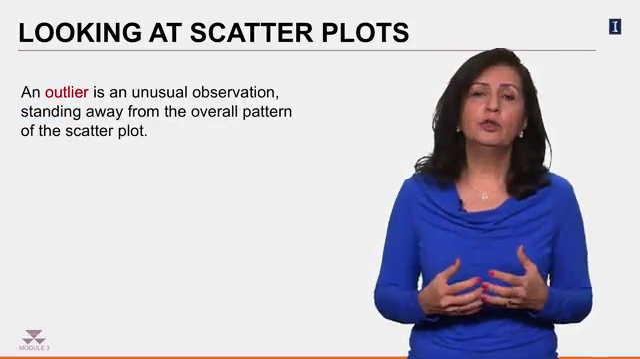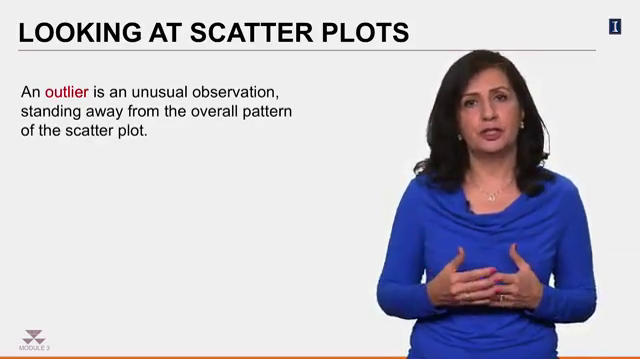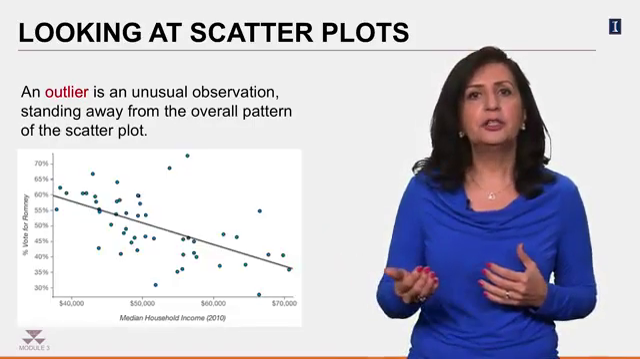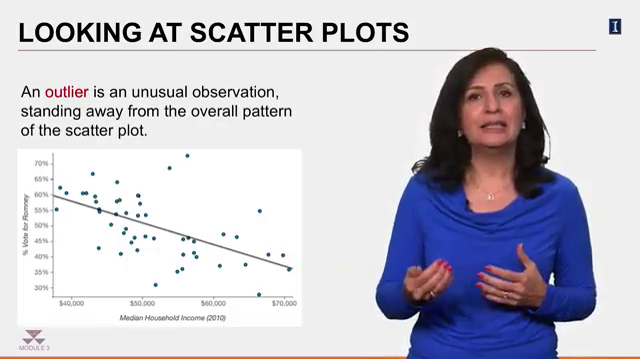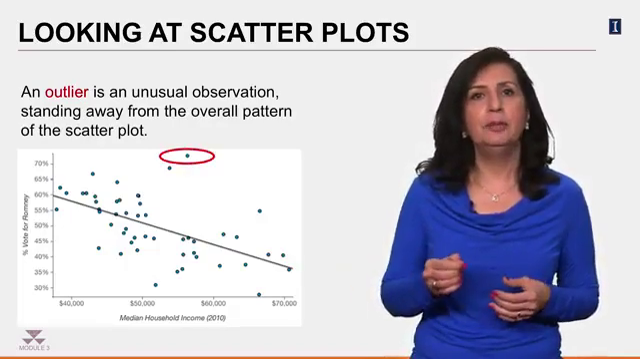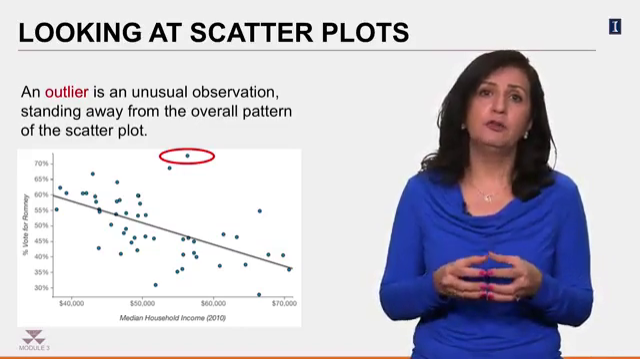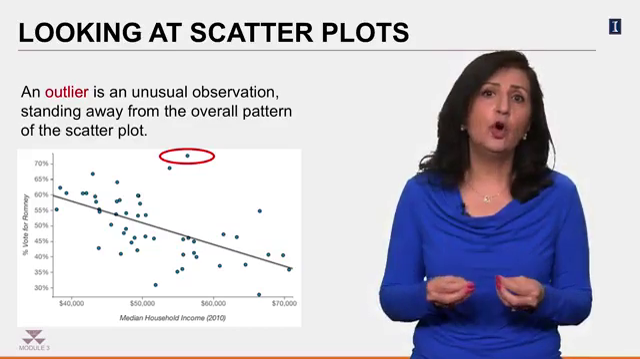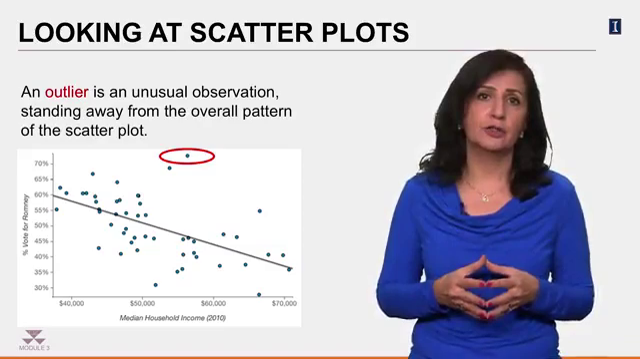Finally, always look for the unexpected. An outlier is an unusual observation standing away from the overall pattern of the scatter plot. Here's the graph which shows income versus percent of votes for Romney. In this graph, this point can be defined as an outlier. Sometimes we remove the outlier from the data before doing the regression, but other times we may want to know why the outlier is there before deciding what to do next.